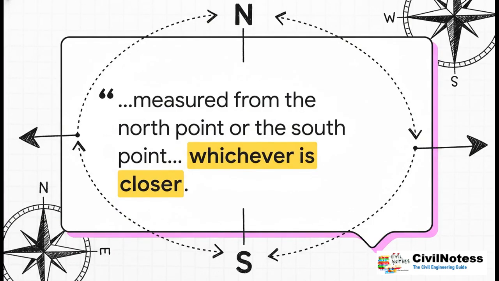And this quote right here, this is the golden rule. I really want this to sink in. Look at that key phrase, whichever is closer. That's it. That's the entire secret to the quadrantal bearing system. It's all about efficiency. What's the shortest turn I can make from the main north-south line to get to my survey line? That's the whole idea.